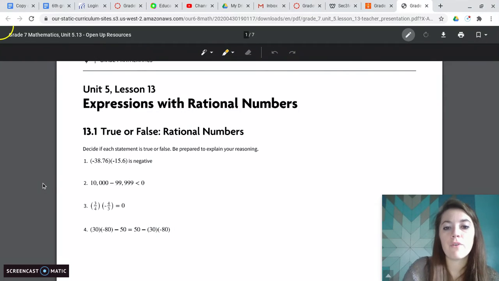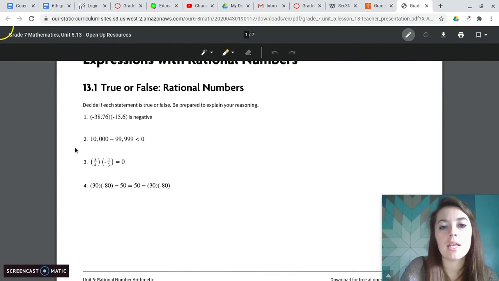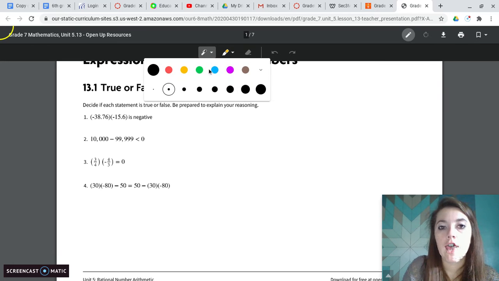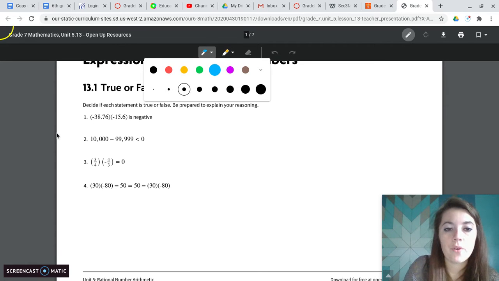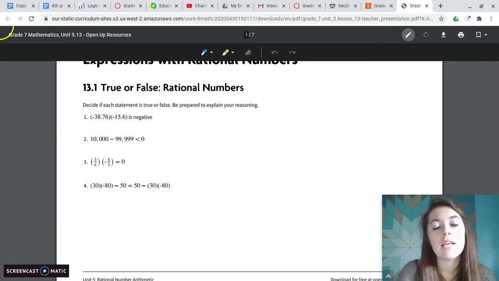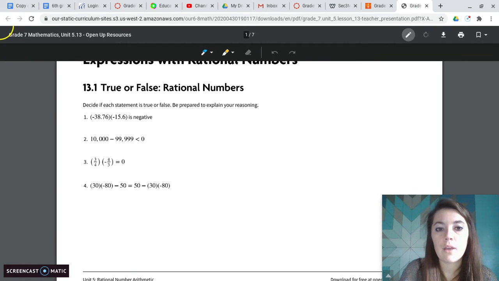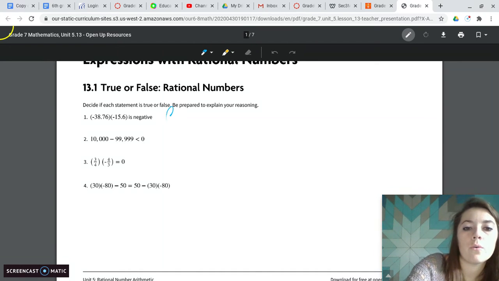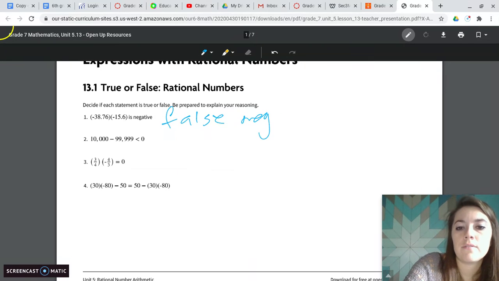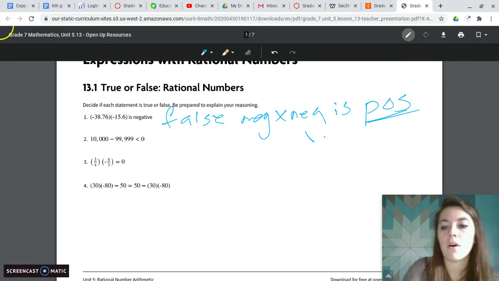All right, so true or false, rational numbers. Decide if each statement is true or false and be prepared to explain. For this first one, we have negative 38 and 76 hundredths times negative 15 and 6 tenths is negative. If we multiply a negative and a negative, do we get another negative? No, so this is false. Negative times negative is positive, always.